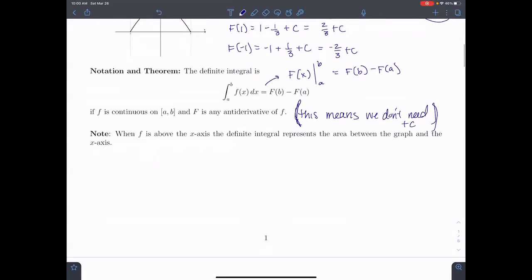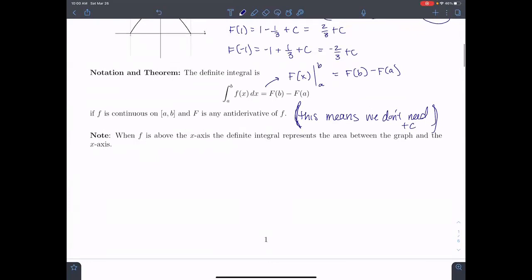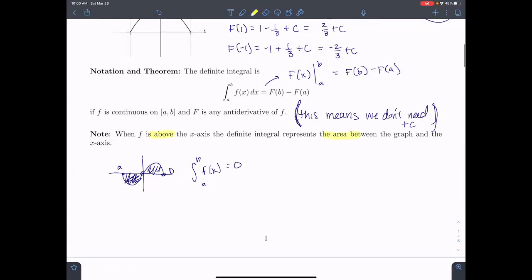So when f is above the x-axis, the definite integral is the area between the graph and the x-axis. If it's below, say it was like this, the integral would give you 0 because this will count as negative area and this would count as positive area. So the integral would be 0. Say this is a to b here. This would be 0. But if you actually wanted the area, you wouldn't do the integral because of this negative bit. You'd have to break it up, and we'll talk more about that later. So when it's above the x-axis, it does give you area between the graph and the x-axis.